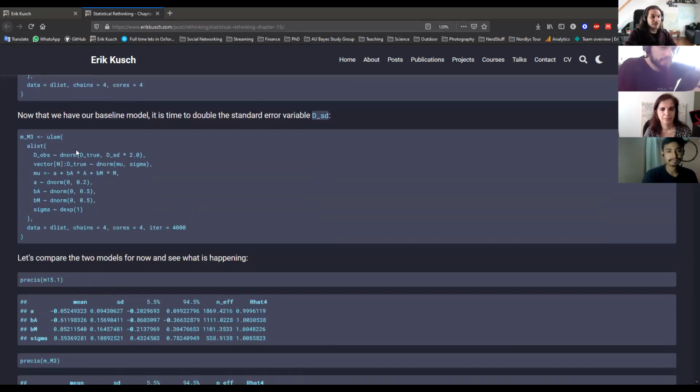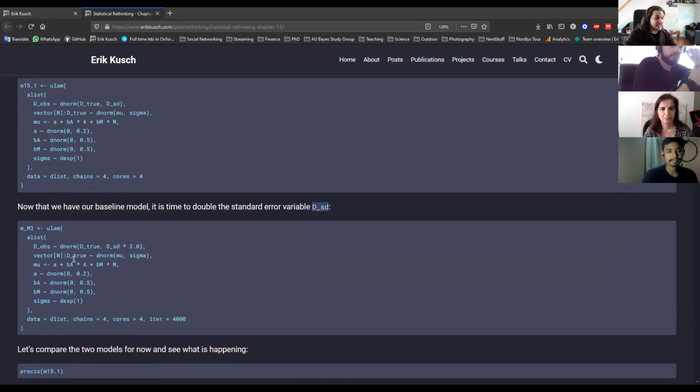All right. So now we simply run the exact same model as above, but we just multiply DSD by 2. I was very surprised when I figured out how simple this exercise would be.